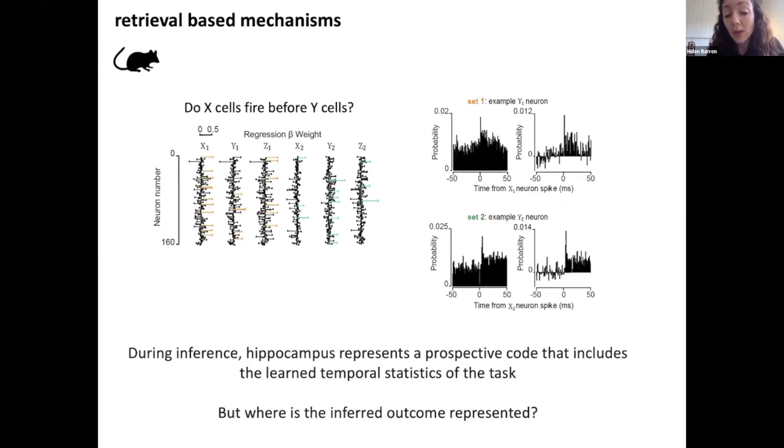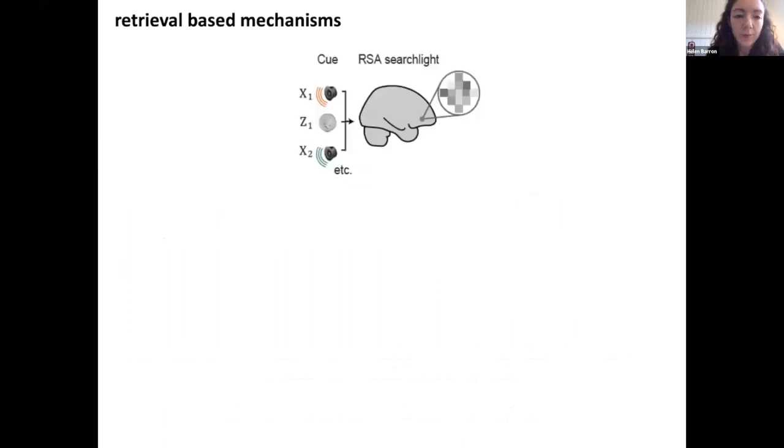And what we didn't find evidence for was representation of the inferred outcome in the hippocampus. And that's despite the fact that, at least in mice, we can see clear evidence that there are cells that are capable of representing both the reward and the neutral outcome, but they're not representing it when it's an inferred outcome. So which brain regions might represent the inferred outcome?